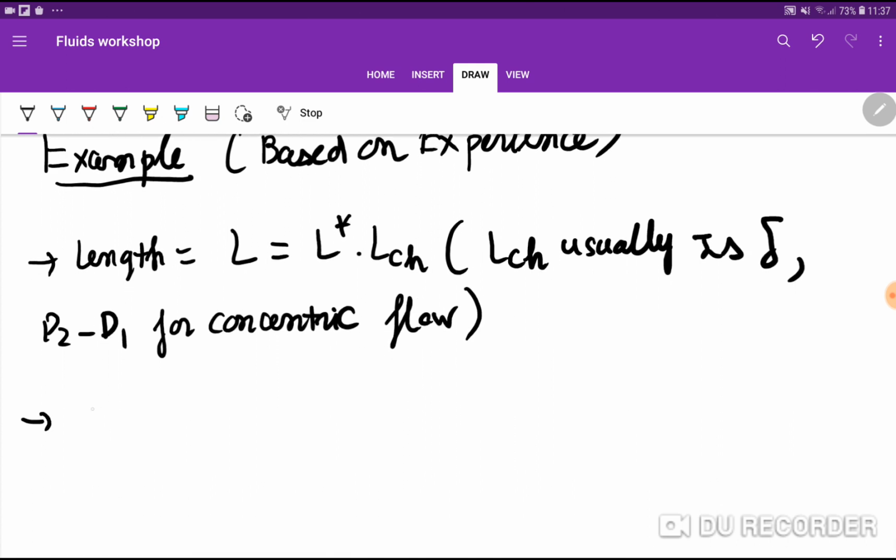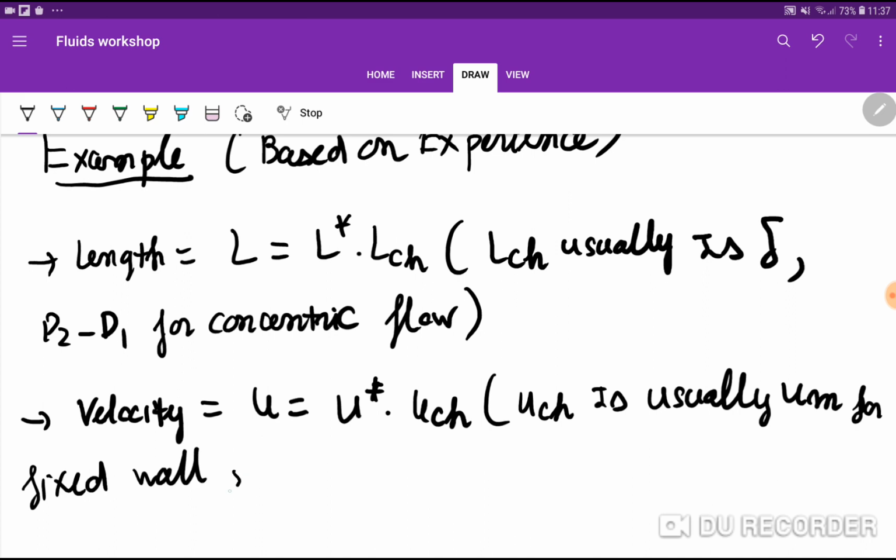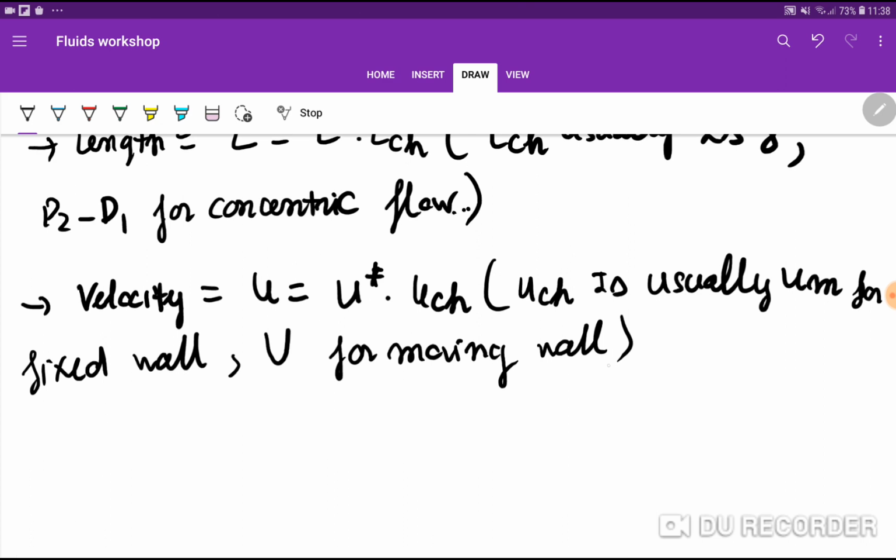Let's talk about velocity. So velocity is, let's say, U, right? So U is U star times UCH. So what is UCH usually? UCH is usually UM, the mean velocity, for a fixed one, or big U for a moving one. And you can add more examples, dot, dot, dot.